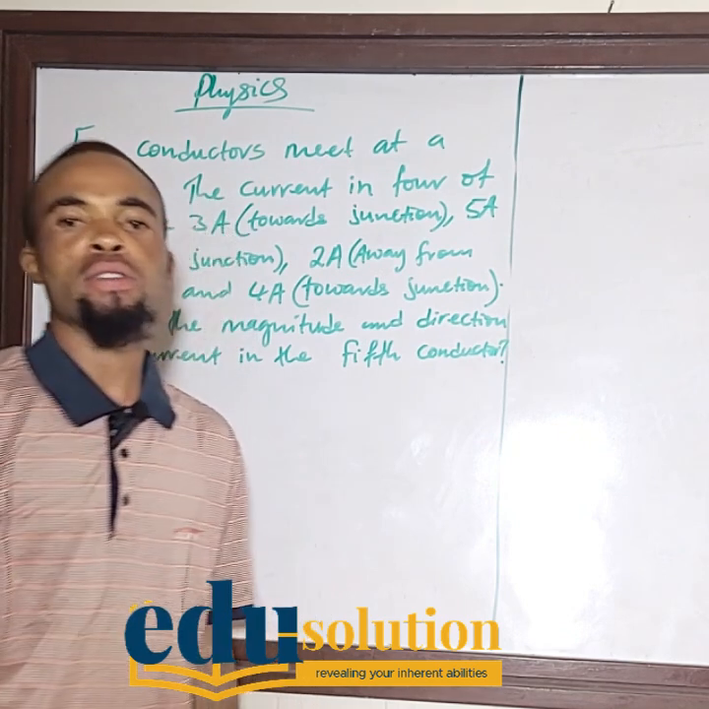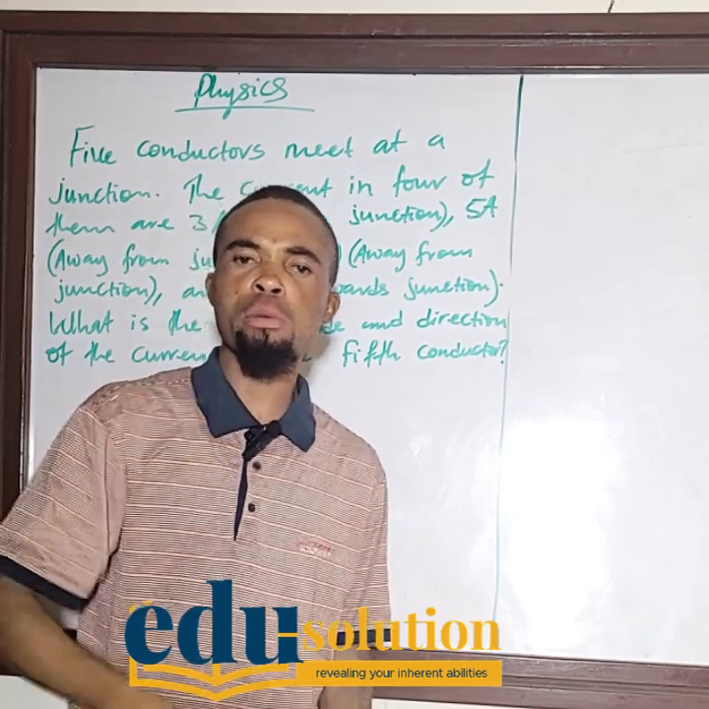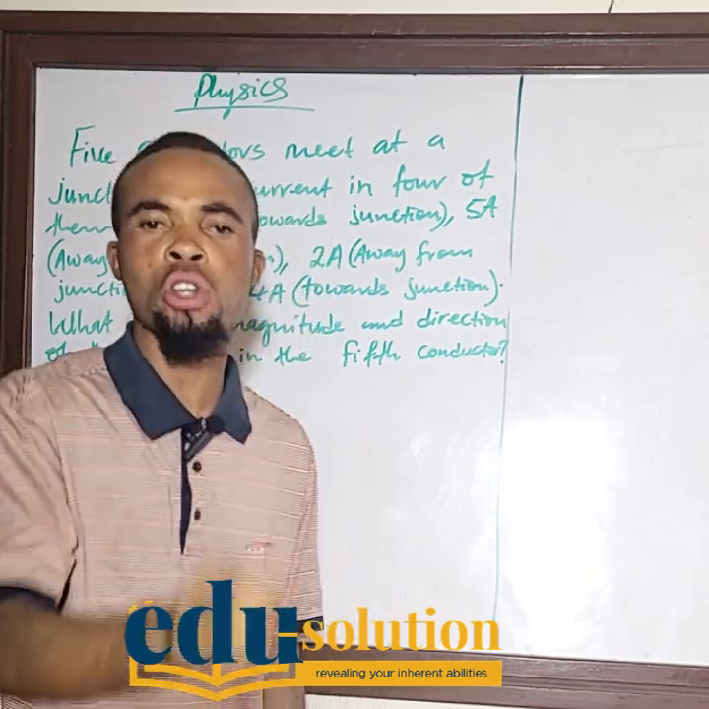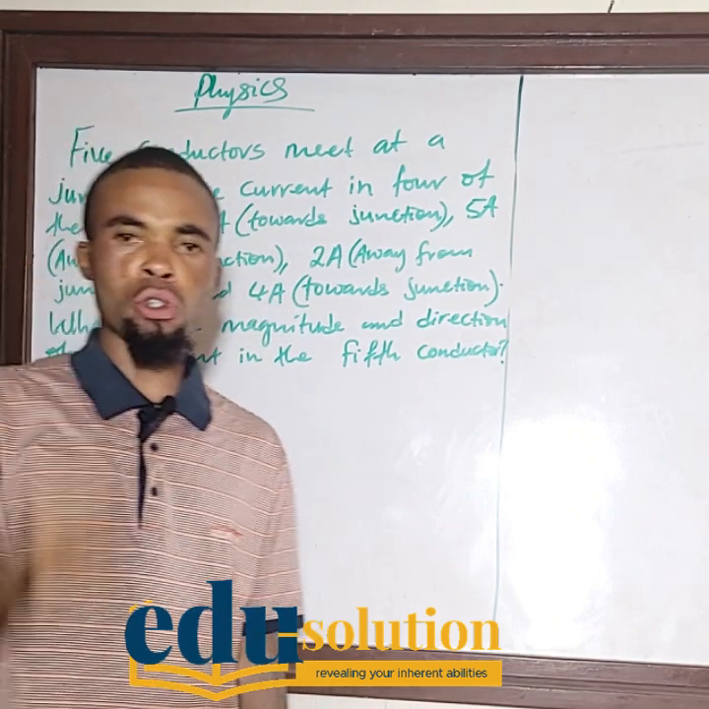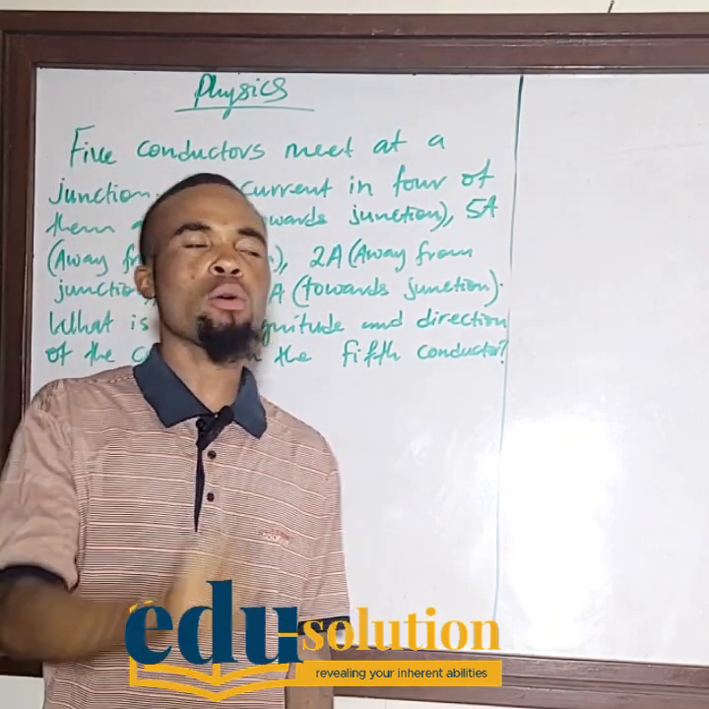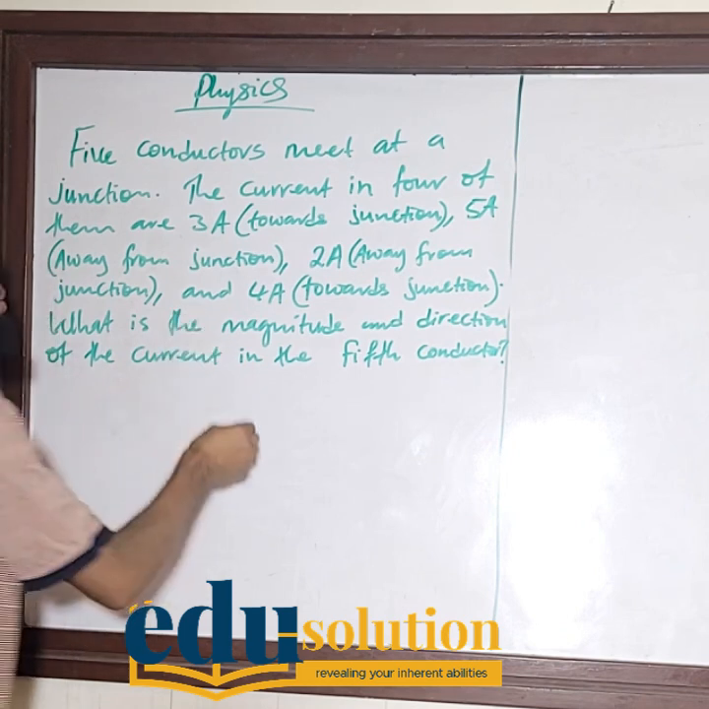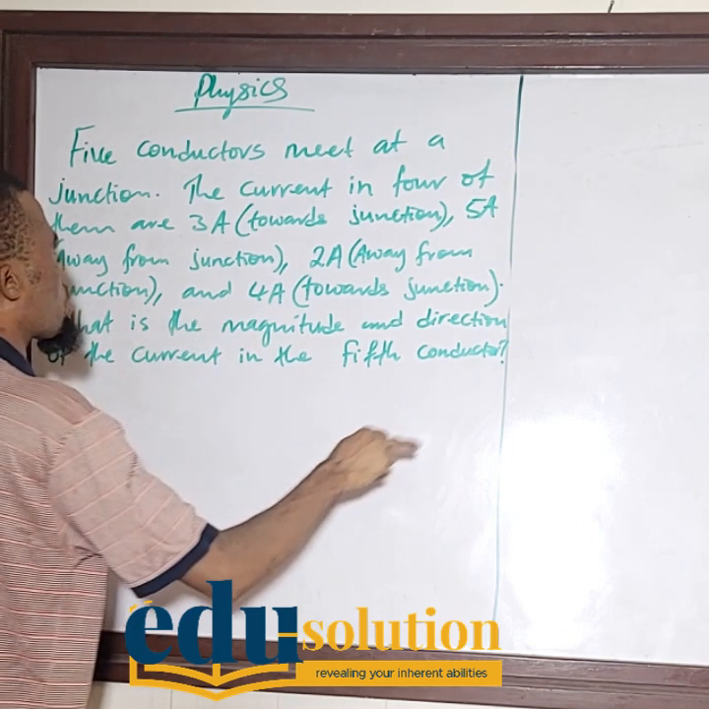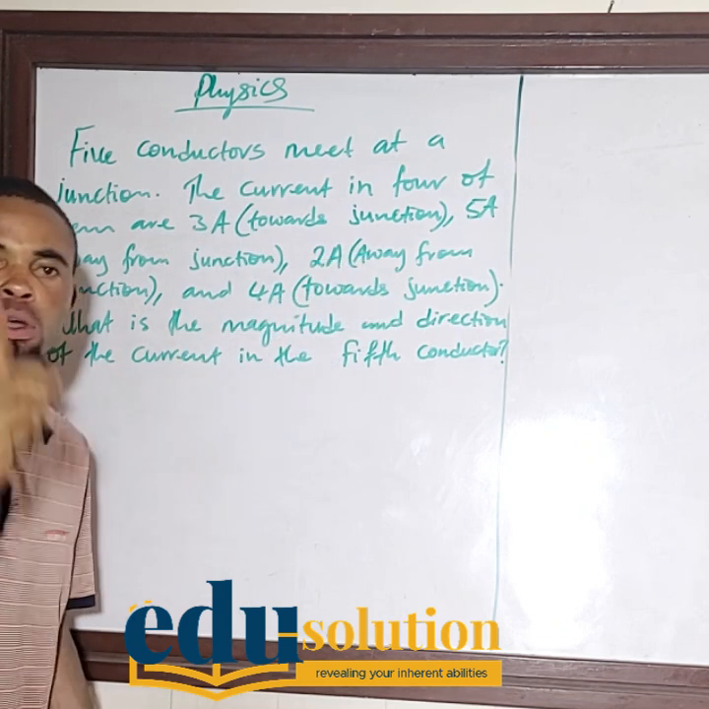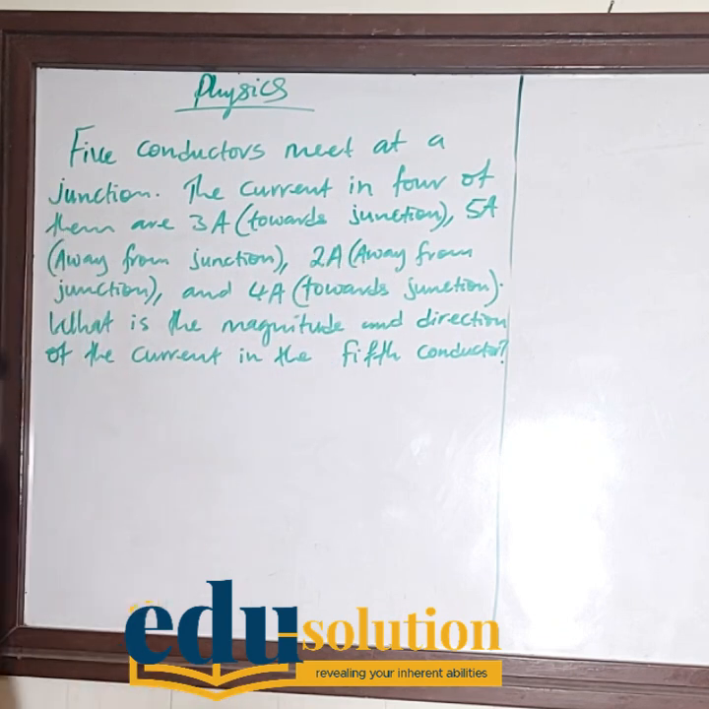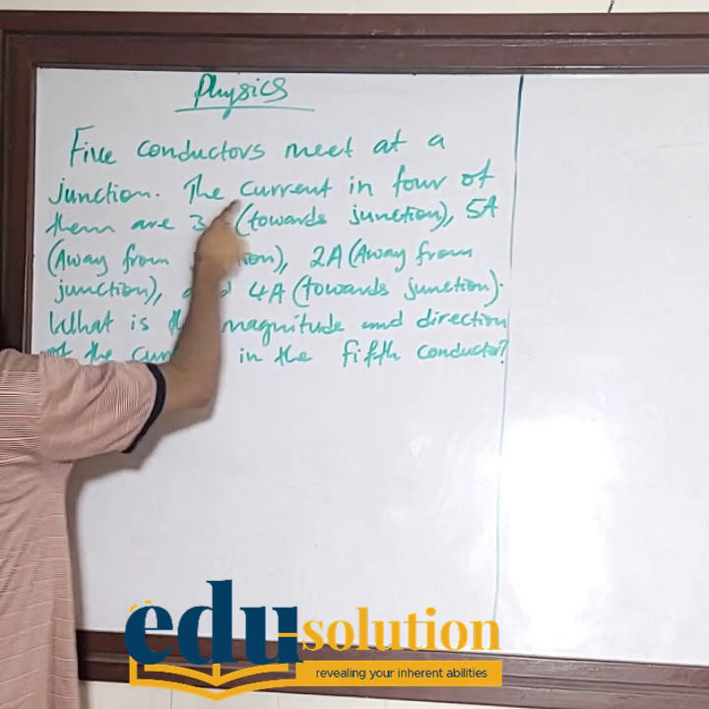You will remember that Kirchhoff's current rule says that the sum of current flowing into a junction is equal to the sum of current that is flowing out from the junction or flowing away from the junction. What we simply do is identify which of them are flowing towards the junction. It's basic enough because it has been specified in the question. This is a JAMB question, a UTME question. So we're having that 5 conductors meet at a junction.